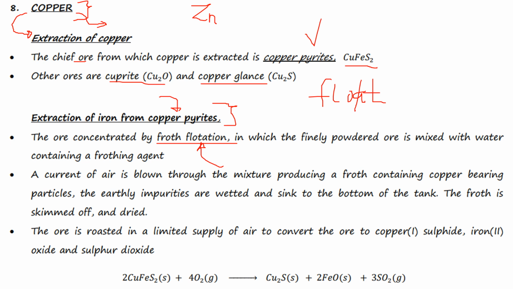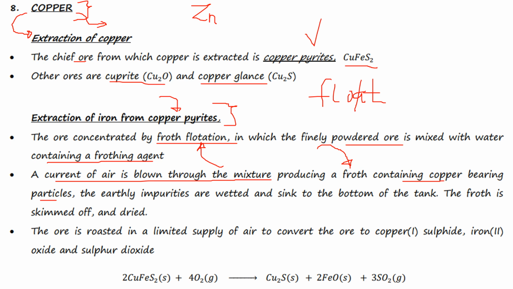So the ore is concentrated by froth flotation, in which the finely divided and powdered ore is mixed with water containing a frothing agent. And after mixing your powdered ore with water containing the frothing agent, you are going to blow air. So we say that a current of air is blown through the mixture, producing a froth. And remember that the froth is always going to be at the top of the surface. This froth contains copper-bearing particles.